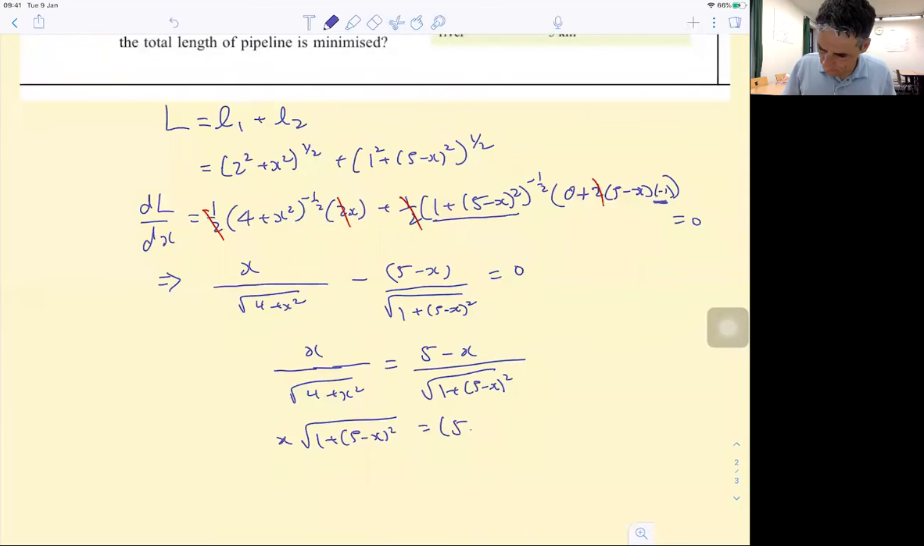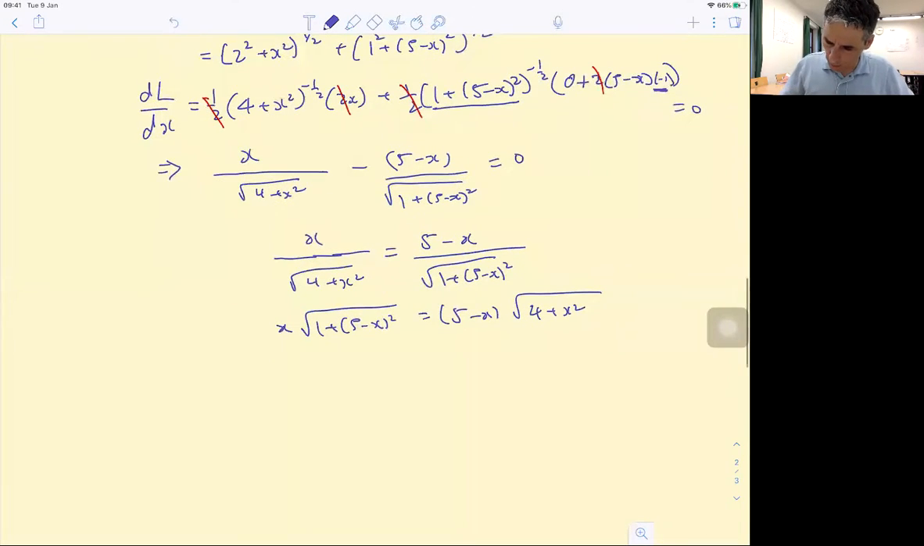And then here we get something like this. Okay, we're also going to square both sides. So that'll give us x squared, 1 plus (5 minus x) squared. And over here we'll have a (5 minus x) all squared times 4 plus x squared.